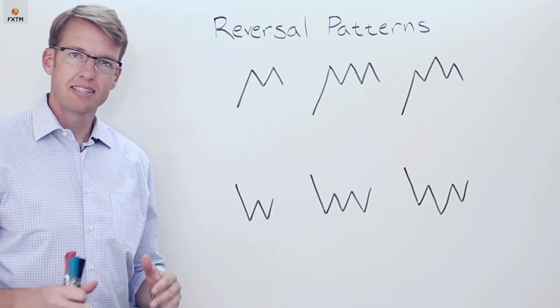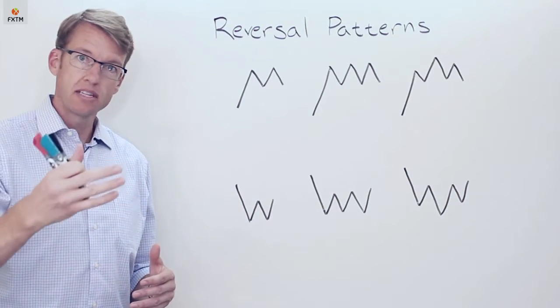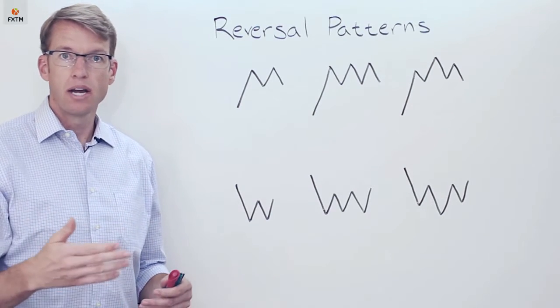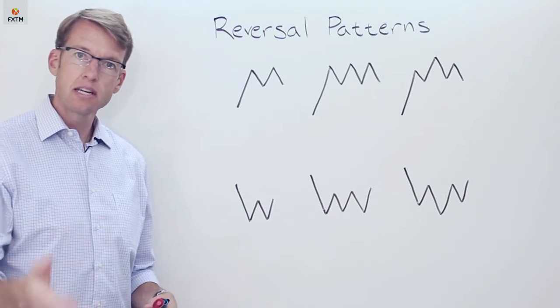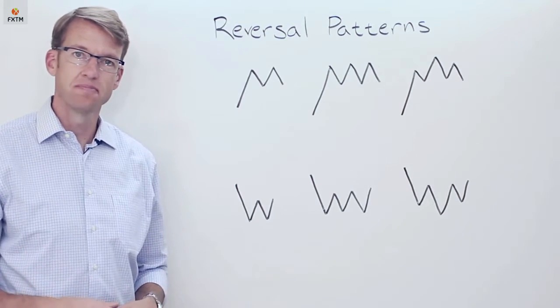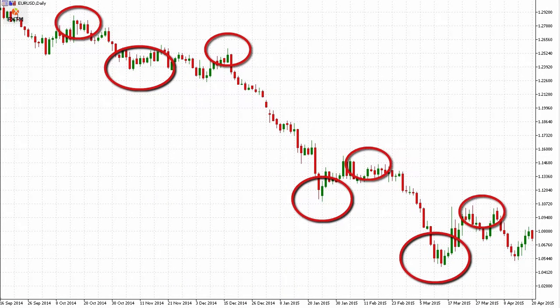So a trend is defined as a series of rising bottoms and rising tops for a bullish trend, or falling bottoms and falling tops for a bearish trend. In fact, let's take a look at a really good example of a classic bearish trend on the next chart. Now, as you can see here, we have very clearly defined falling tops and falling bottoms. This is an obvious downtrend.